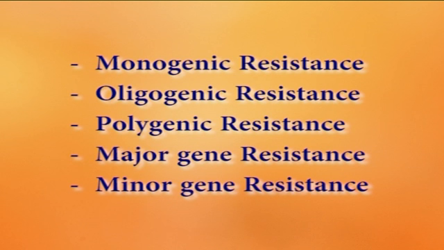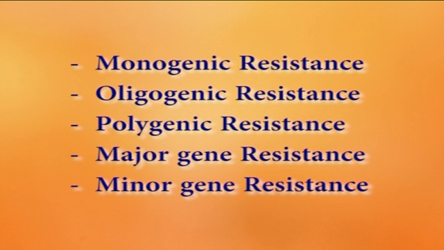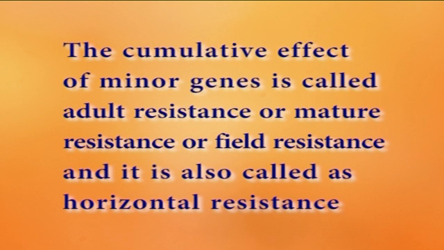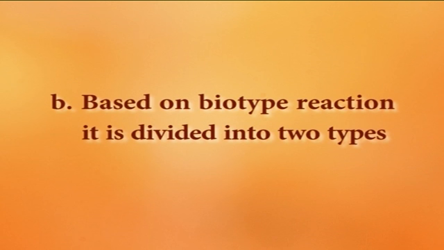Next is major gene resistance. It is controlled by one or few major genes and is also called vertical resistance. Next is minor gene resistance. It is controlled by many minor genes. The cumulative effect of minor genes is called adult resistance or mature resistance or field resistance, and it is also called horizontal resistance.